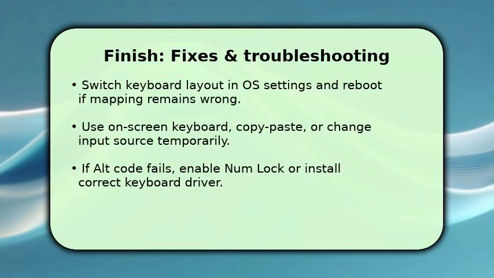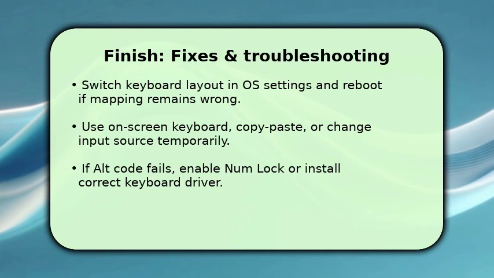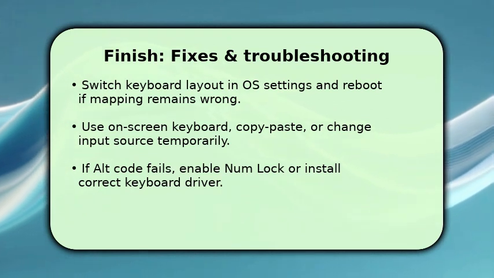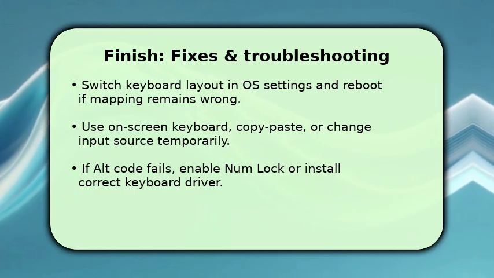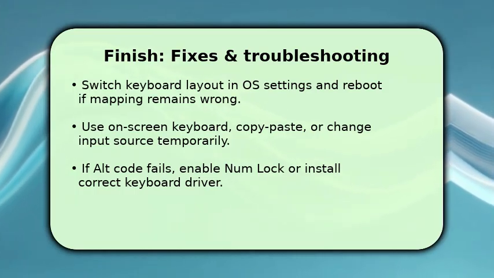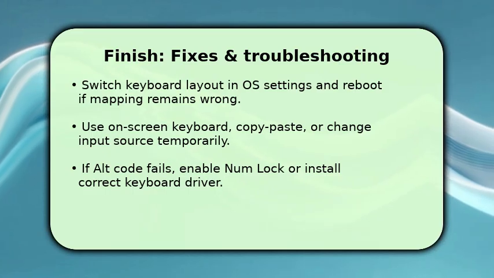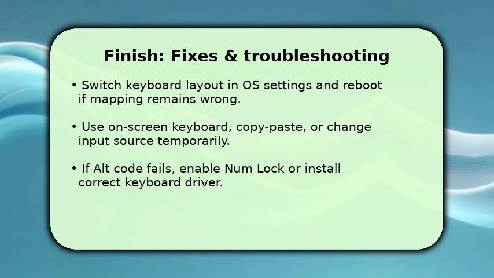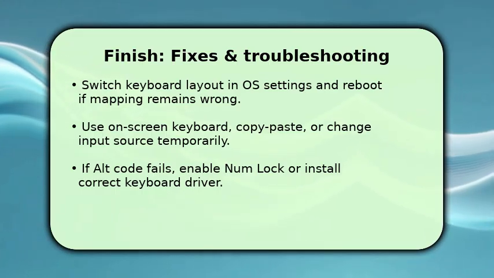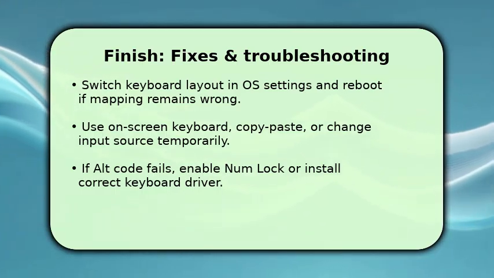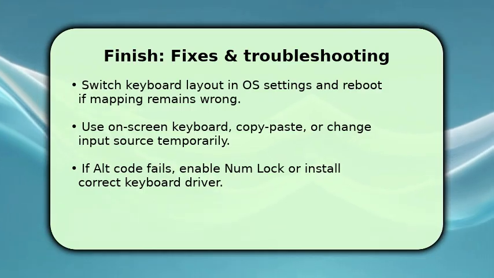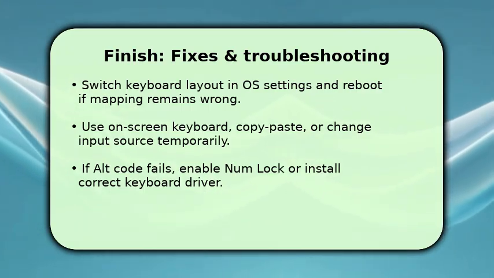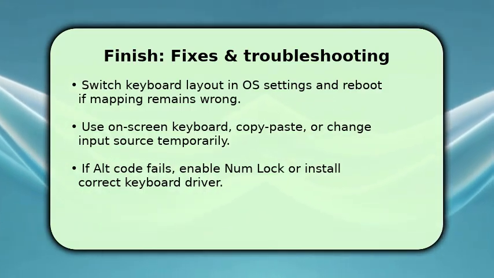To finish, resolve problems by switching your input source to the correct layout and rebooting if needed. This often fixes persistent mismaps. If typing it still fails, use the on-screen keyboard or copy-paste the character while you adjust settings. Make sure numlock is enabled for alt codes, and install or update the keyboard driver or language pack. If things go wrong, check physical key labels and try an external keyboard. Hardware faults can mimic layout errors.